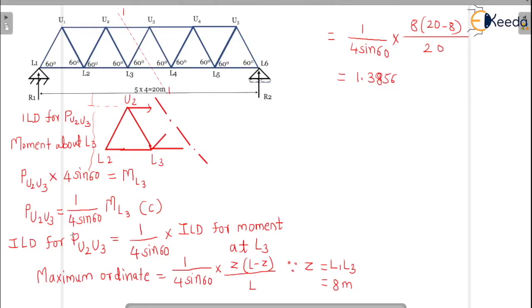Let us draw the influence line diagram for that. We have to draw the whole span. This end is L1 and this end is L6. Now we have to draw the ordinate for P of U2 U3, and that value is 1.3856.